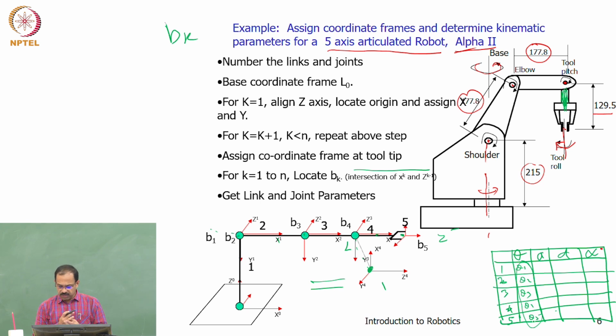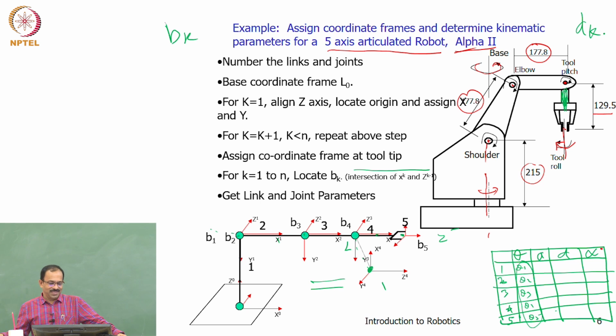Now, the next one is, let us go for dk. So let us find out what is dk. How is dk defined? dk is the distance between Lk minus 1 and Bk measured along Zk minus 1, right?